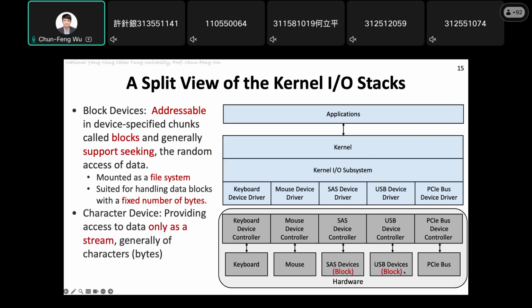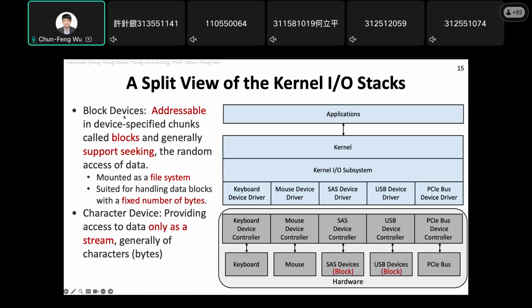So how about character devices? A character device provides access to data only as a stream. What do I mean by stream? For example, when you type ABCD on a keyboard, it is a stream, because the first is A, then B, then C and D. So they are usually at byte granularity. The mouse, how often you click the mouse, is also a character device.